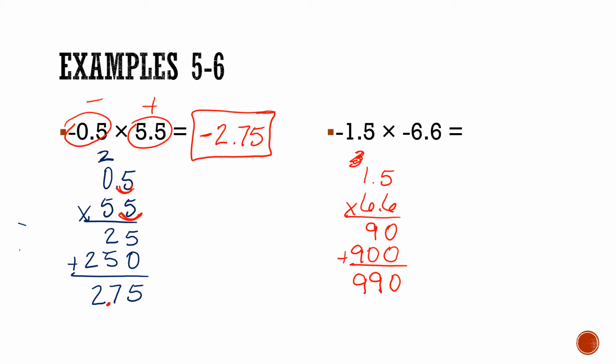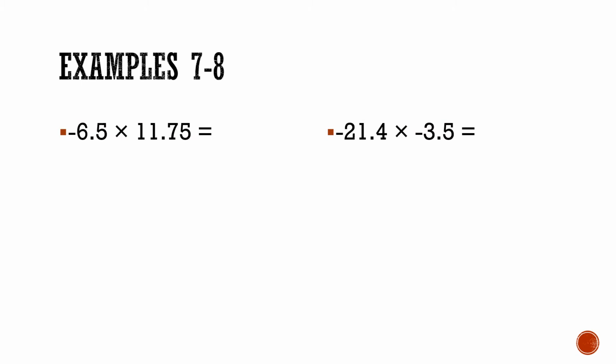Check to see how many decimal places. So we had 1 here and 1 here for a total of 2, which gives us 9.9 or 9.90. We had a negative number being multiplied by a negative number. So those are matching socks, which makes our product positive this time. Pause your video and try examples 7 and 8.